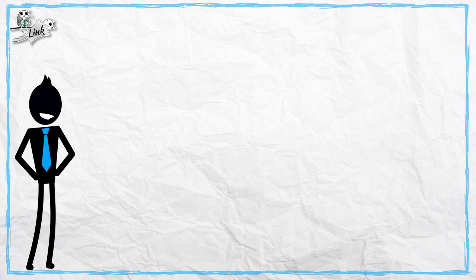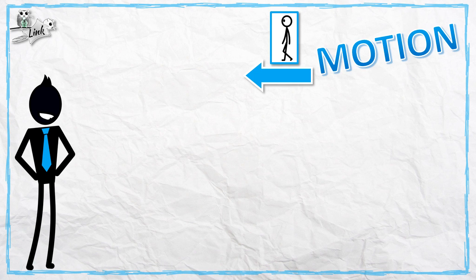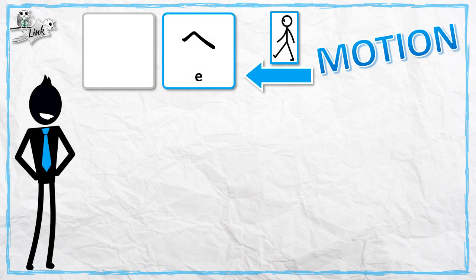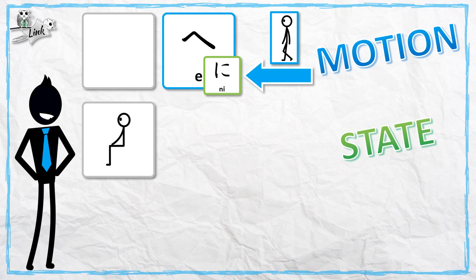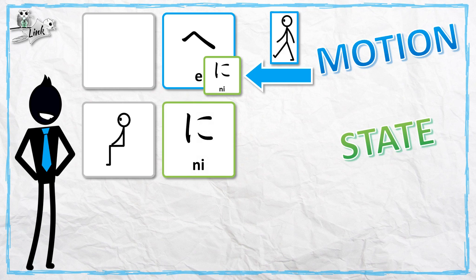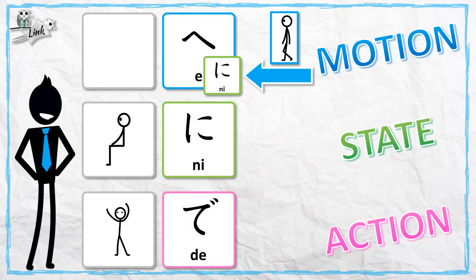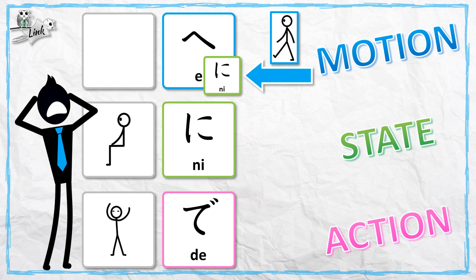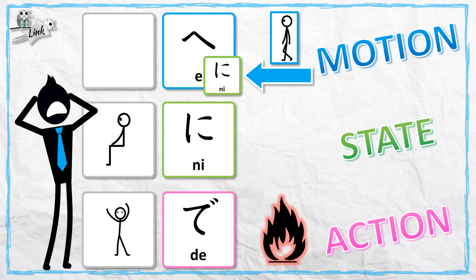Let's summarize everything. With motion verbs, such as to go or to return, the location is expressed with the particle e, but it can be replaced with ni. With state verbs, such as to be, to live, or to stay, the location is expressed with ni. With all the verbs that describe an action, we must use de after the location. In conclusion, you have to pay attention to action verbs because in all other cases you can just use ni.